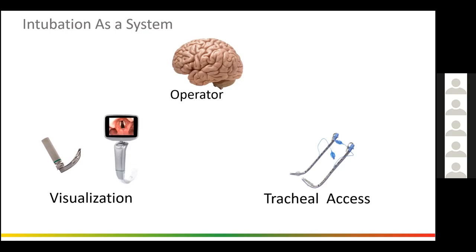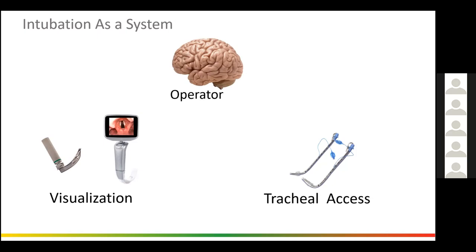So if we have a video laryngoscope, which is the best way to visualize the trachea, and we have standard tracheal access tools, but a medical student is intubating as the operator, that's not going to work very well. If one of us, a very skilled operator, is intubating with DL and no intubation stylet, we're probably still going to get the tube in. And so we compensate for equipment shortcomings via skills and training. Tips and tricks and skills.